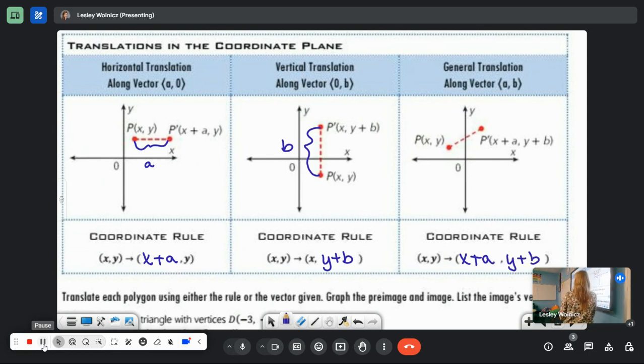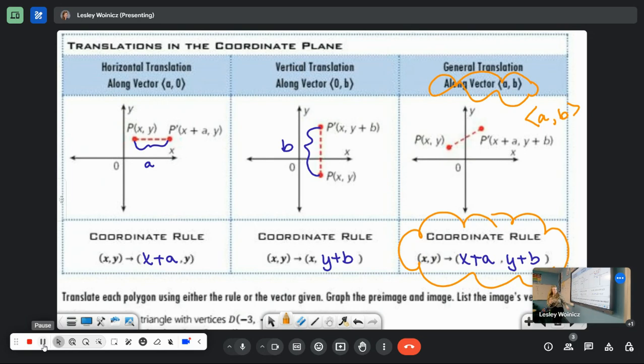Okay, I want to point out that this is the coordinate rule. Okay, and this is the vector. So sometimes you might have to go back and forth between the coordinate rule and the vector. Does everybody see how we would do that? We just use the a and the b for the vector only. A vector has these fun little parentheses that kind of look like arrows. A, B, like that. All right, let's try.